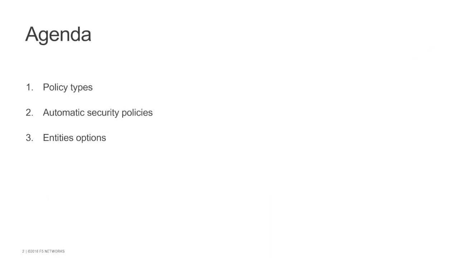Our agenda today. I'll briefly explain the different policy types that you can find in ASM. After that, I will explain more about an important group of ASM policies called automatic security policies. And the third topic I'll talk about is the entities options.